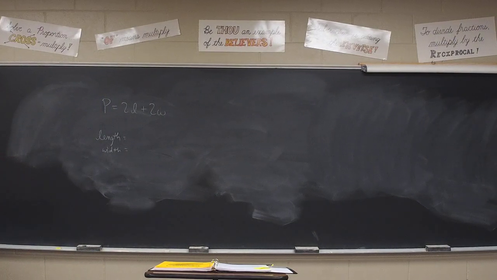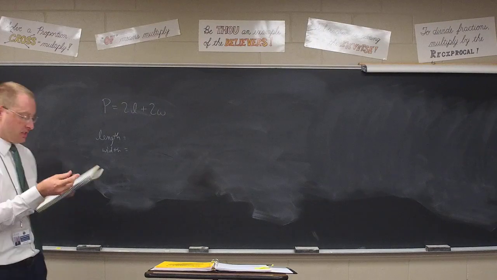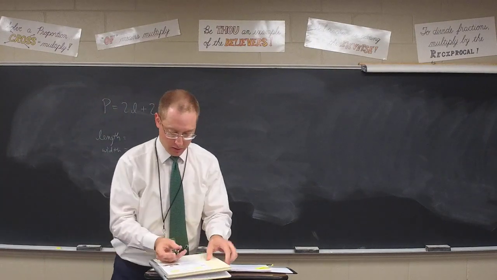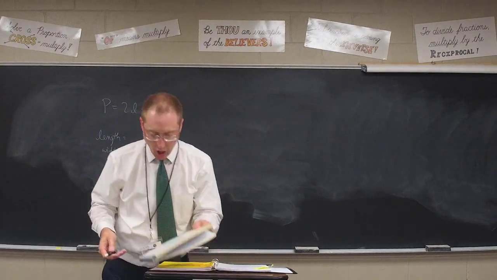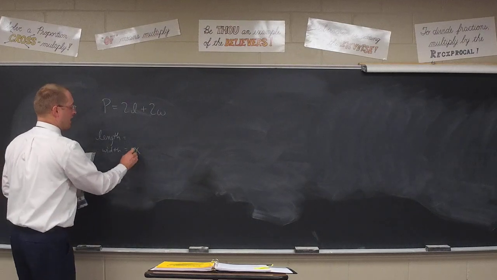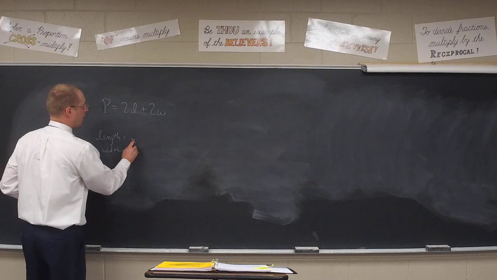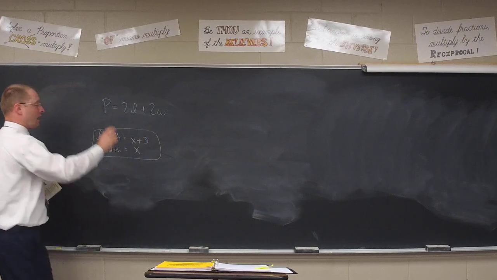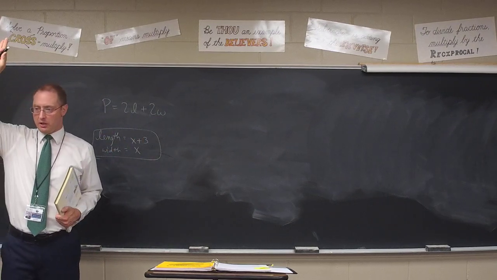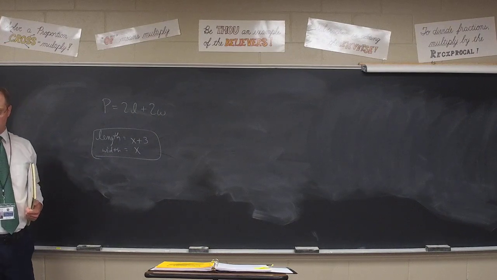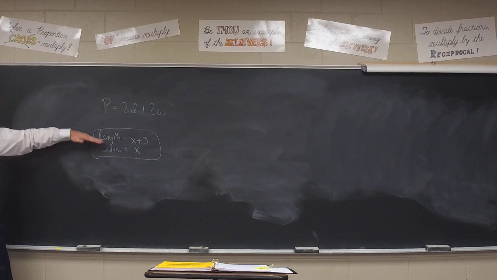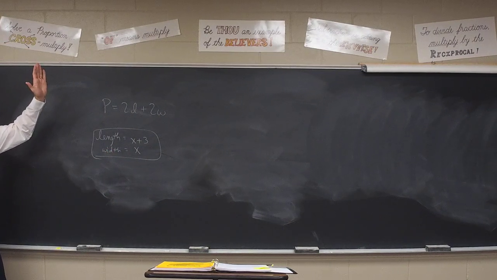The width. The width, because in the comparison sentence it says, the length of the garden is 3 feet longer than its width. All right, so if the width is X and the length is 3 feet longer, what is the length? X plus 3. How many of you represented these two unknowns this way? Any questions on why we have width is X, length is X plus 3?